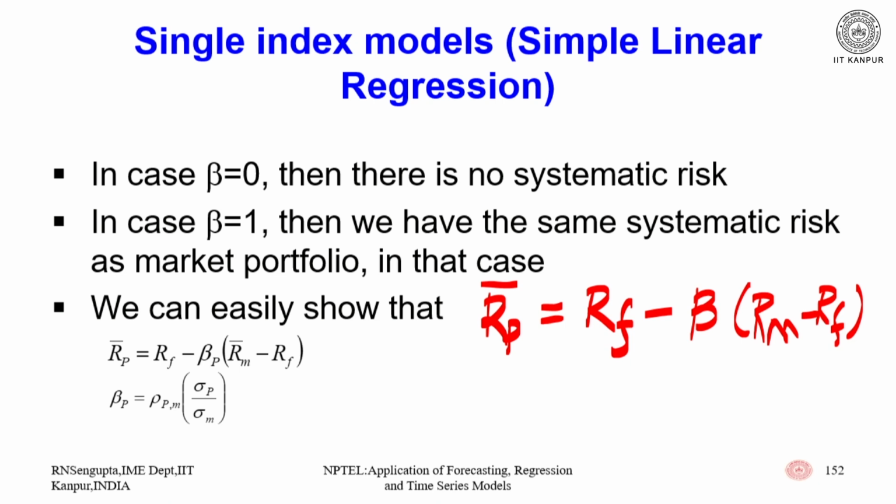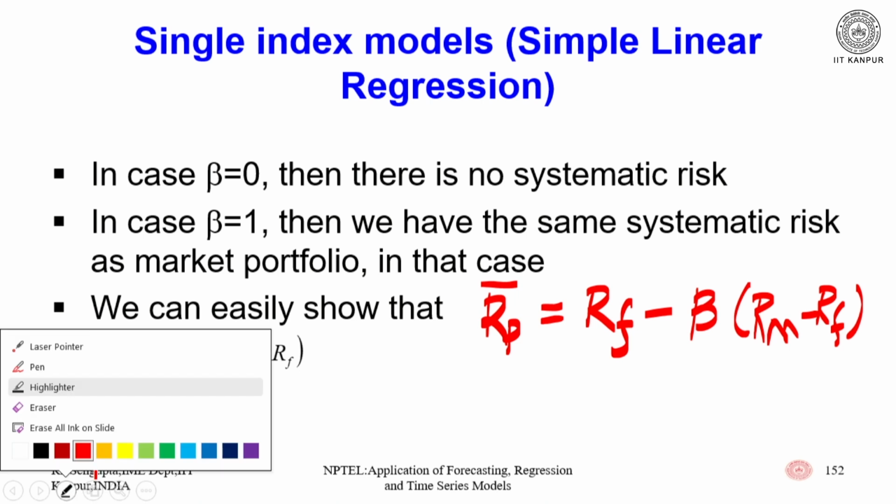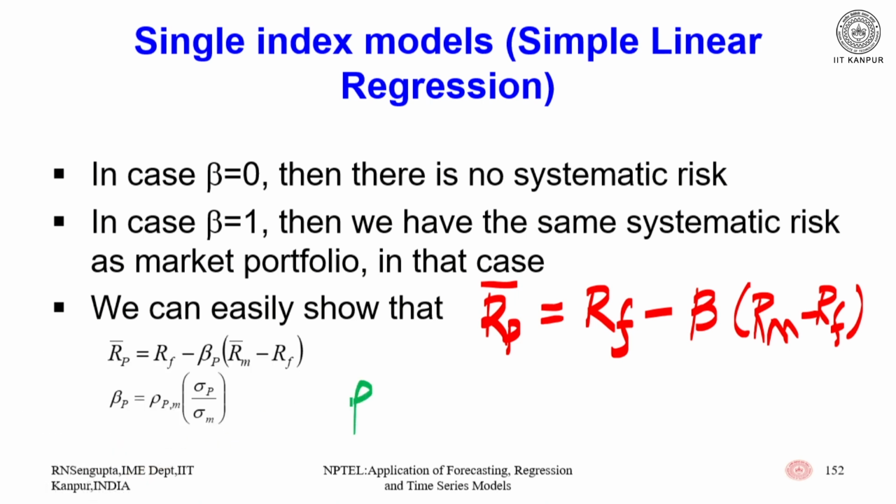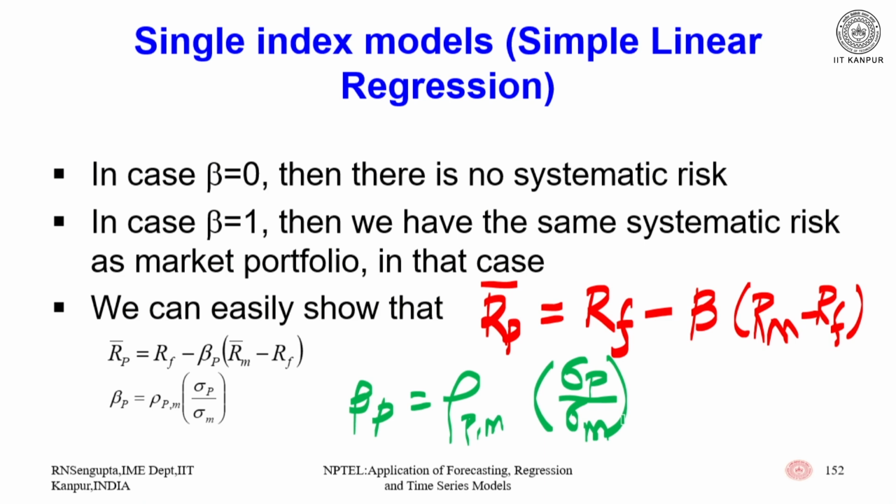And also, I am stating that beta p, the beta value for the portfolio, is given by the correlation coefficient of the portfolio with the market, which, as you know, lies between -1 and +1, and in the numerator and denominator you have sigma p and sigma m, the standard deviations of the portfolio and the market.